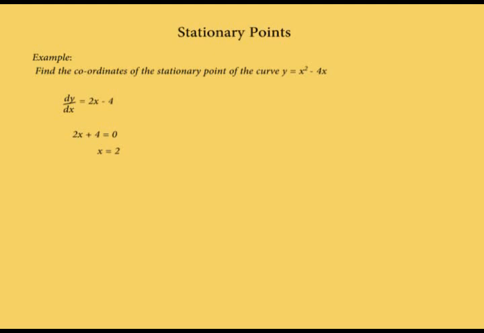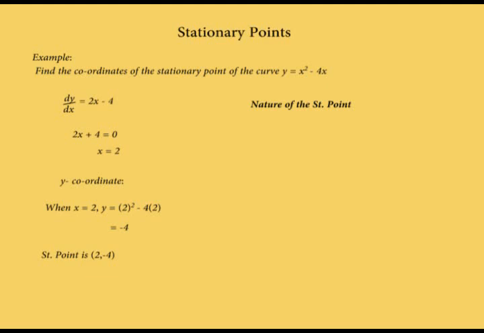Now we substitute that in the equation of the curve to get the y-coordinate. y is equal to 2 squared minus 4 times 2. That gives us y is equal to minus 4, and so the stationary point is (2, -4). But now, the calculation tells us the stationary point, but does not tell us if it is minimum, maximum, or even a point of inflection. To know the nature of the stationary point, we test the gradient of the neighboring points left and right. That way, we will know how the gradient changes.